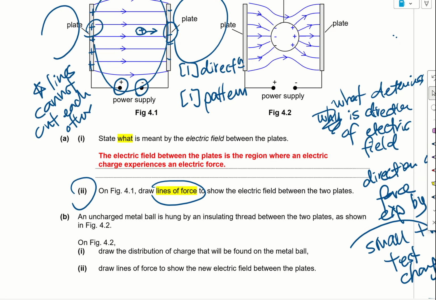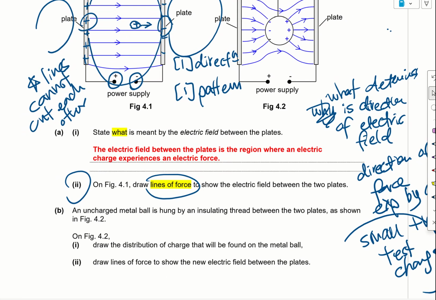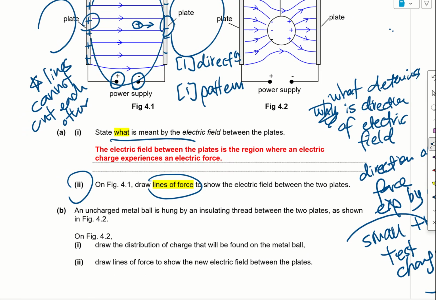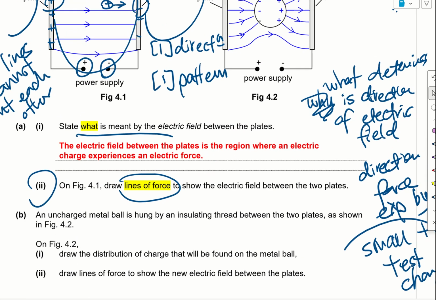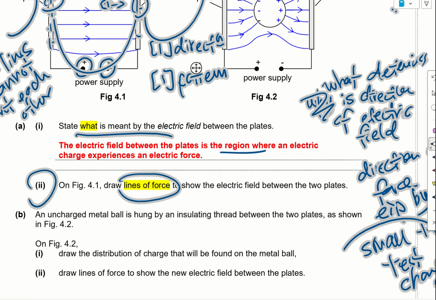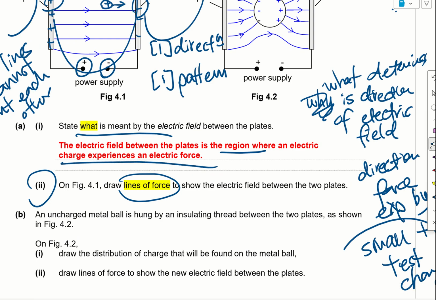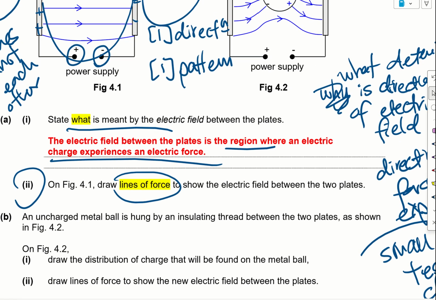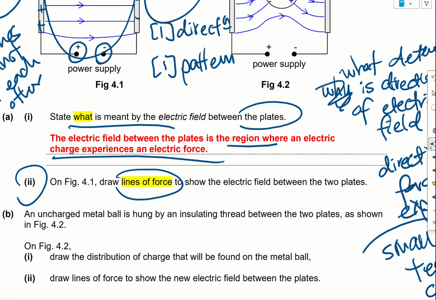Okay, so state what is meant by the electric field between the plates. This one is in your notes. The electric field between the plates is a region where an electric charge experiences an electric force. Okay, just put into context in between the fields, so you can just write it here.